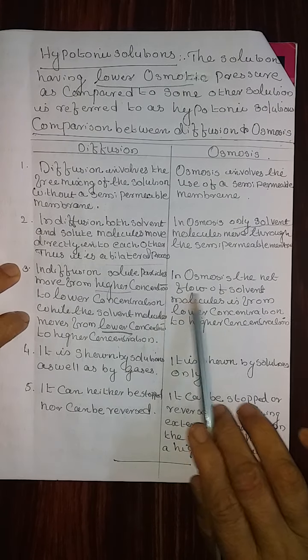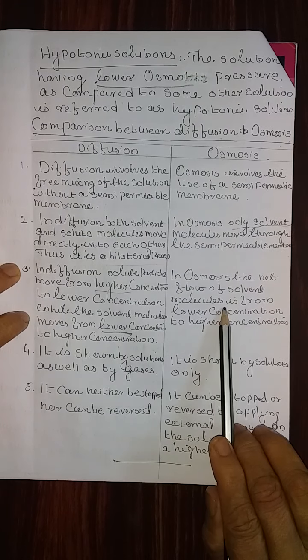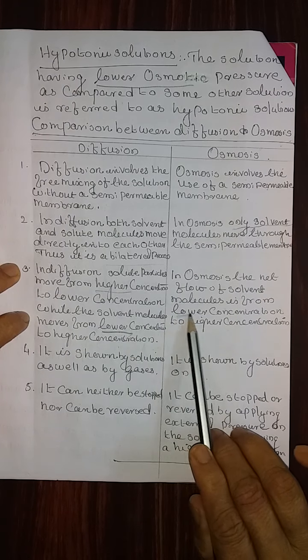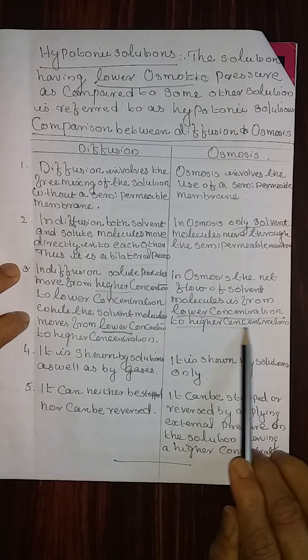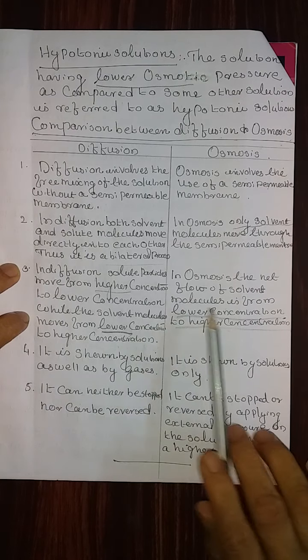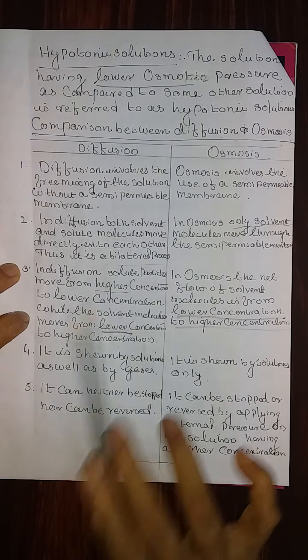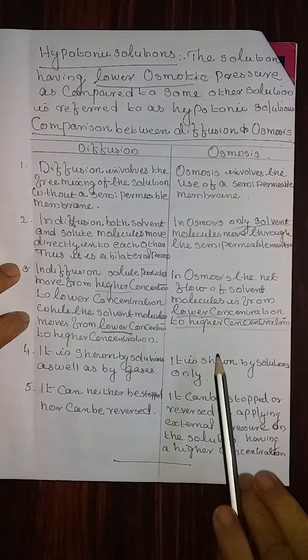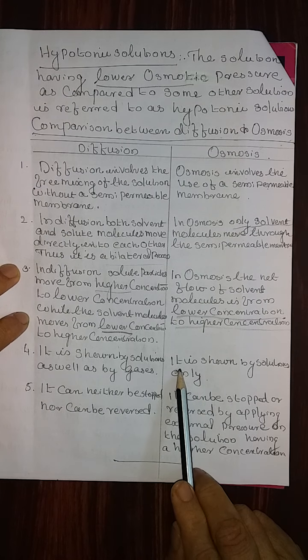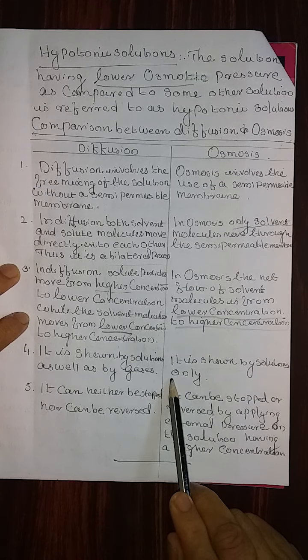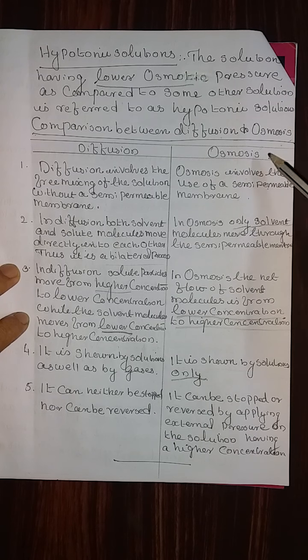3. In osmosis, the net flow of the solvent molecules is from the lower concentration to a higher concentration, whereas in diffusion the solute particle moves from a higher concentration to a lower concentration. 4. Now, it is shown by solutions only. That means osmosis can be shown by only solutions.